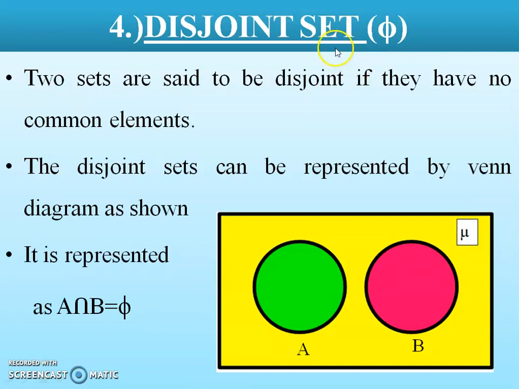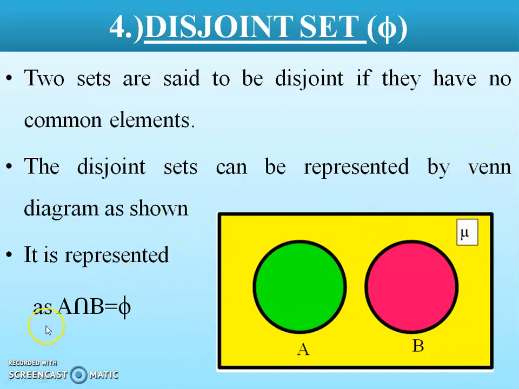Now coming to disjoint sets. Disjoint set is represented by the symbol phi. Two sets are said to be disjoint if they have no common elements. That is, when set A and set B do not meet together, they are separate, they are not friends. You can consider it like that. Then they are called disjoint sets. Here, I have shown the colors green and pink so that we know A is separate and B is separate. They are not joined. That is why they are called disjoint sets. This is how we represent disjoint sets in a Venn diagram.